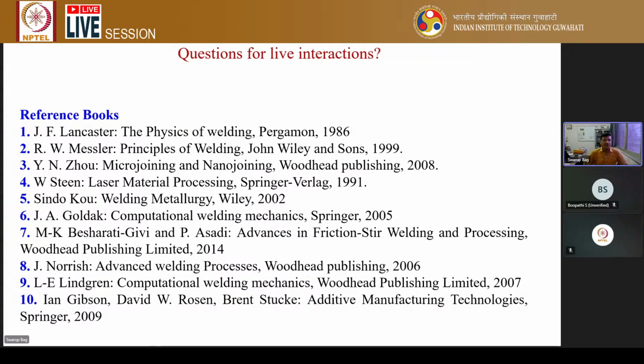So these are the different reference books that have been used to make this complete course structure, and all the 10 different books have a specific area of work which is associated with the welding process.